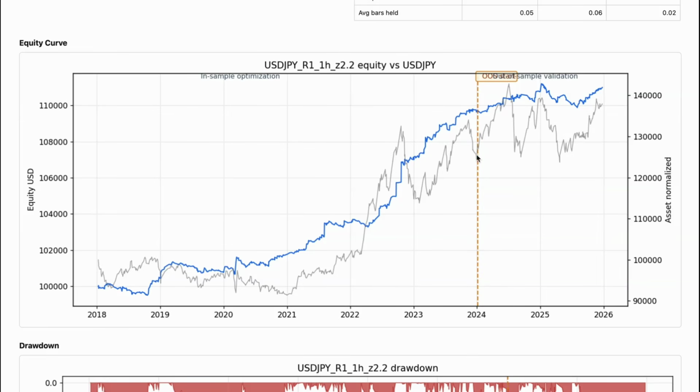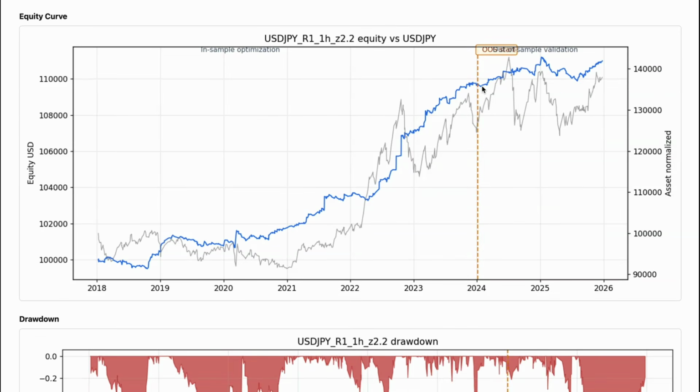In this case, the asset did really well, okay? So you have to understand that you cannot be delusional to think that this algorithm is going to perform really well if the market crashes, okay? In this case, it did not crash. Still, it made a good gain, and also the algorithm made gain.